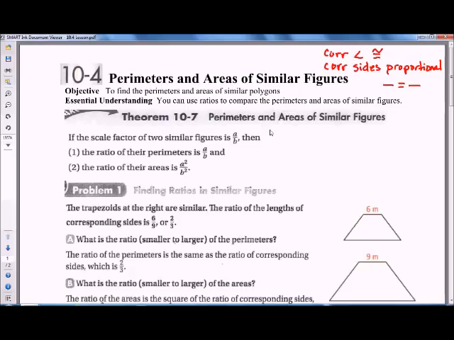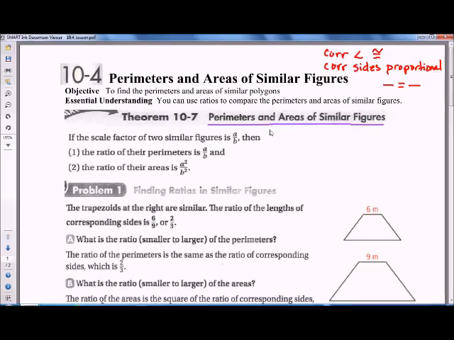10.4, perimeters and areas of similar figures. Now we know similar figures, corresponding angles are congruent and corresponding sides are proportional. So today we're going to talk about the perimeters and areas of similar figures.